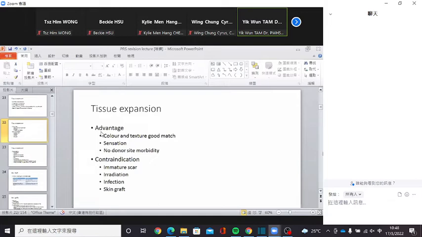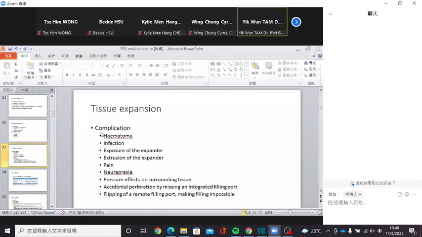The expanded skin retains sensation, and there is no extra donor site and its related morbidity. However, it's contraindicated over irradiated skin, immature scar, area with infection, and skin grafted sites. There could be some complications arising, like hematoma, infection. The tissue expander could be exposed if the skin is breached, and it could cause extrusion. There could be neuropraxia if a main sensory nerve is being stretched by the tissue expander.